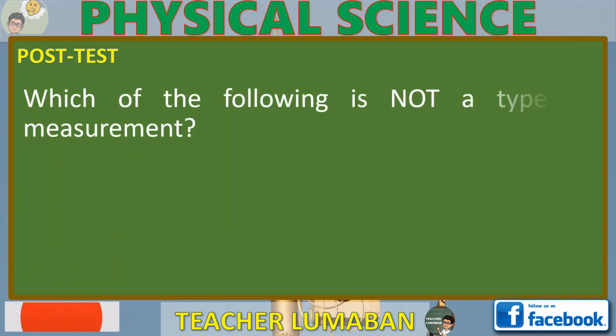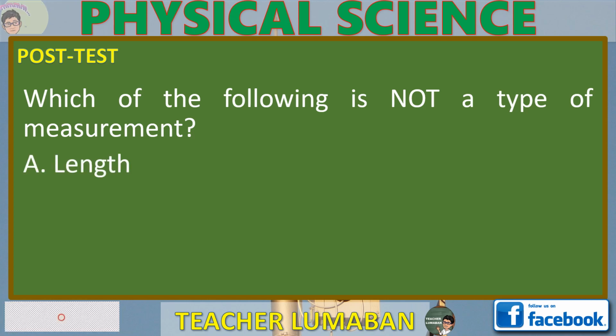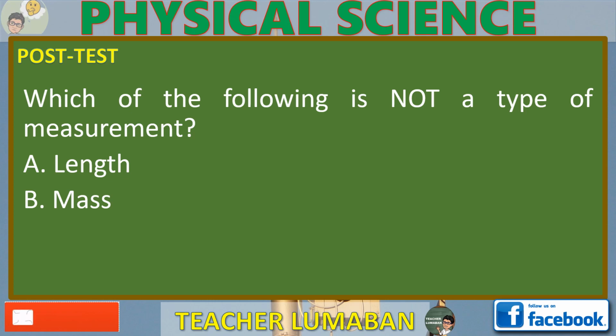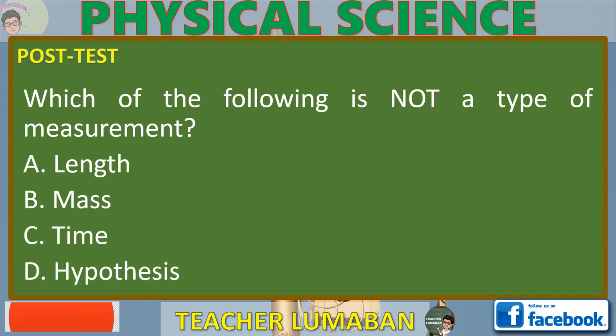Which of the following is not a type of measurement? Letter A. Length. Letter B. Mass. Letter C. Time. Letter D. Hypothesis.